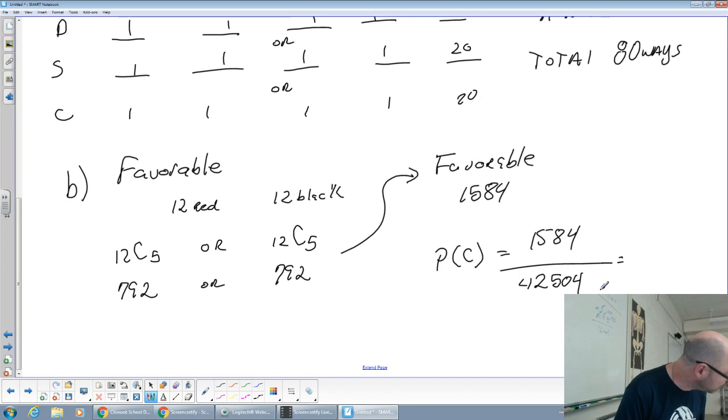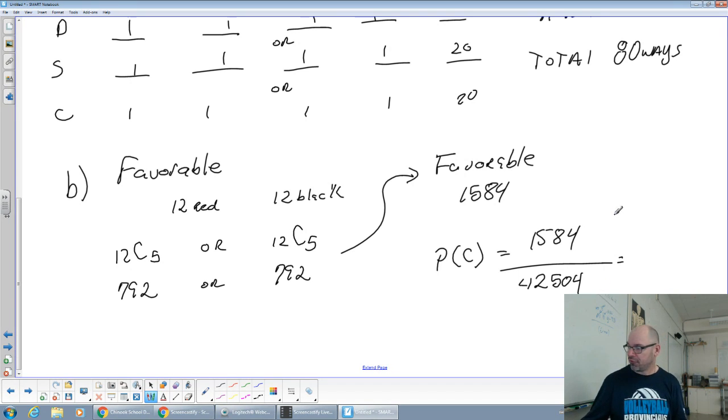What does it reduce down to in the back here? So they just leave it. They don't even reduce it. They leave it like that, but it should be reduced. Okay, so as a decimal, what is that? Whoops, I multiplied it, sorry. 1584 divided by 42,504. 6 over 166. Or if you're doing a decimal, 0.0372 or 3.72 percent.